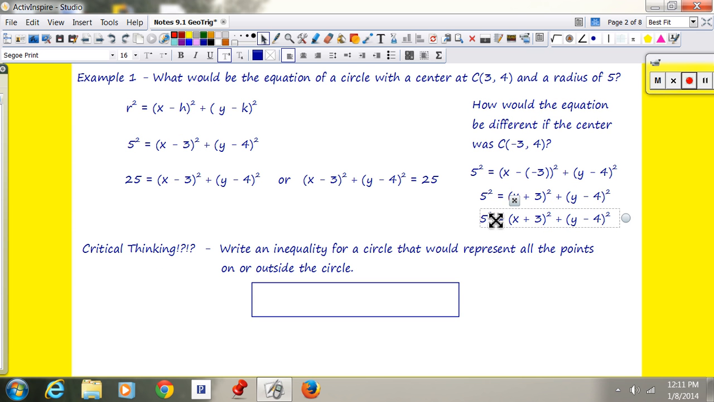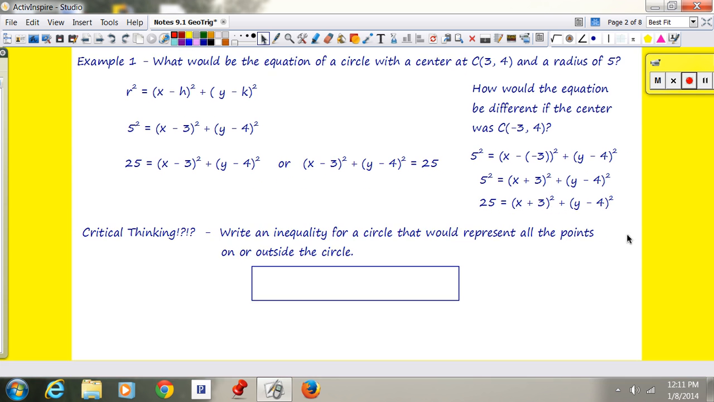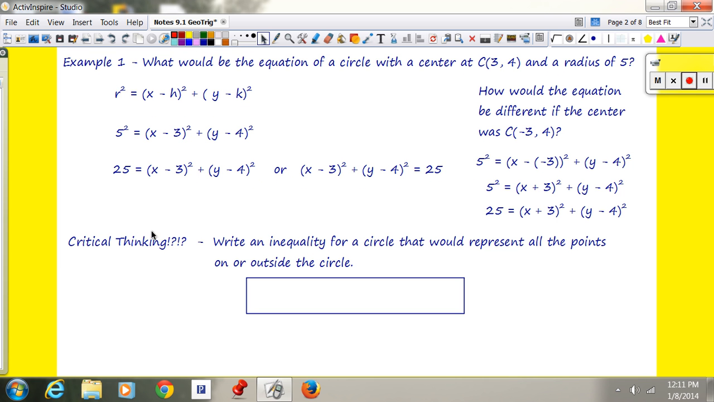This 5 squared right here is actually 25. So that would be your equation right here. Okay, write an inequality for a circle that would represent all the points on or outside the circle.